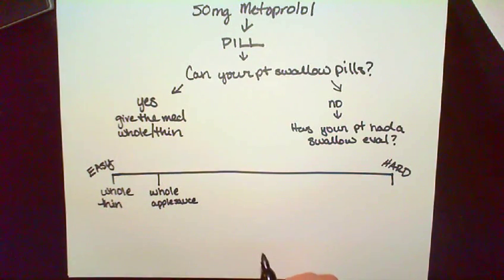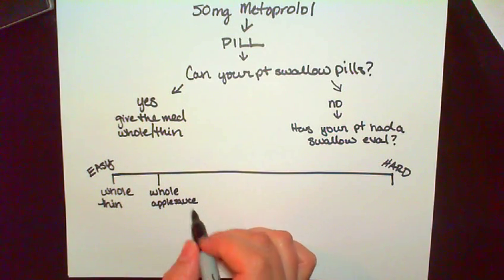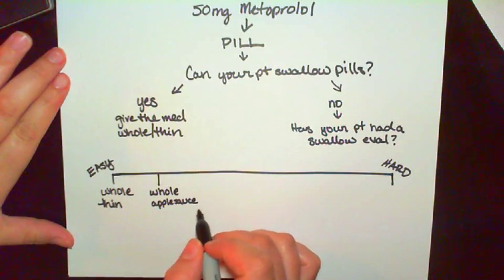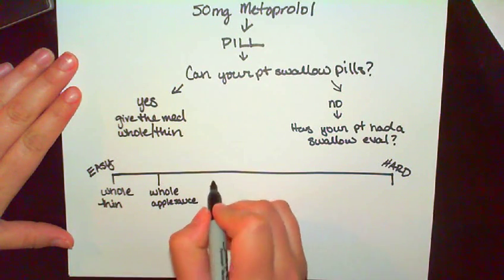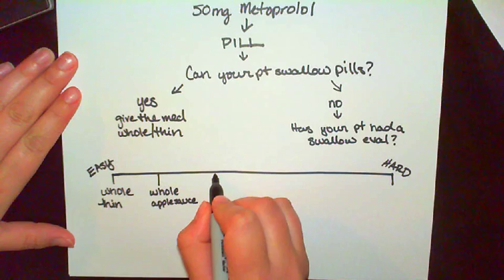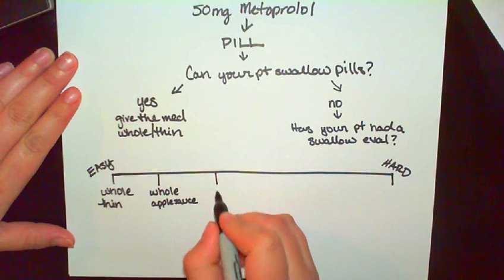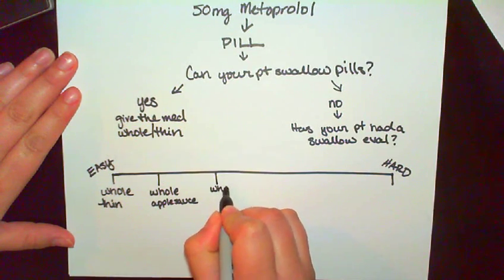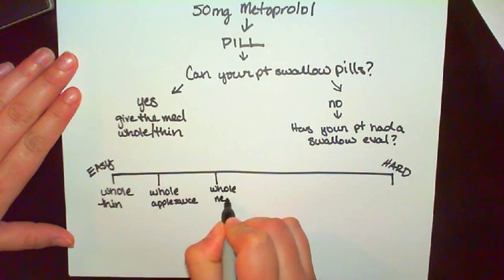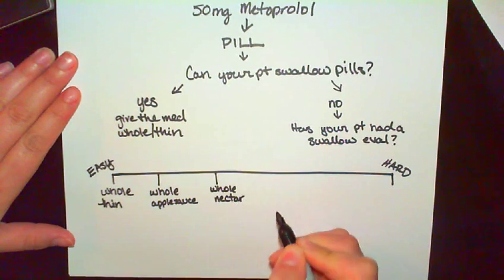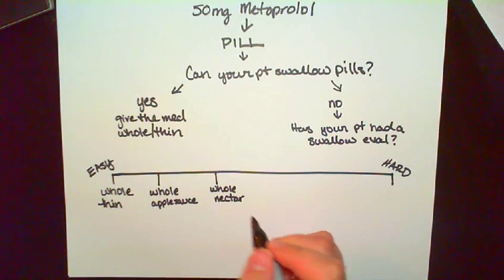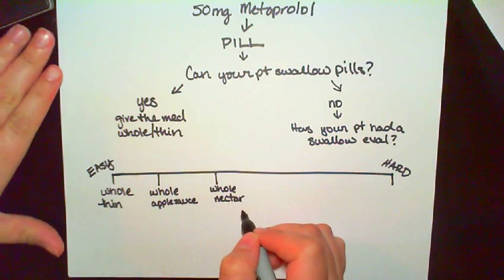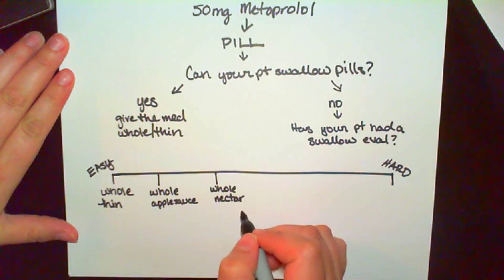Now, this is just as it sounds. You're going to have a whole pill, mix it with some applesauce, spoon it out, and give it to your patient. Next on the continuum is whole and nectar. You're going to see this a lot. This means whole pills with nectar thickened liquids.